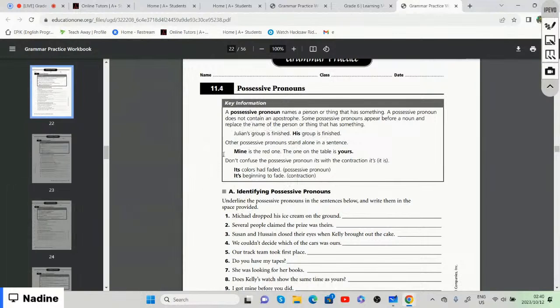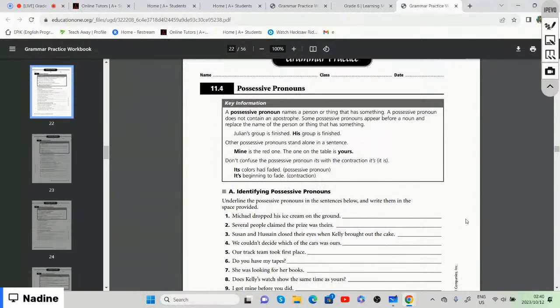Then we have other possessive pronouns that stand alone in a sentence. For example, mine and yours. Mine is the red one, and the one on the table is yours. It does not say it belongs to me, it is just mine. It's a sentence that stands on its own.